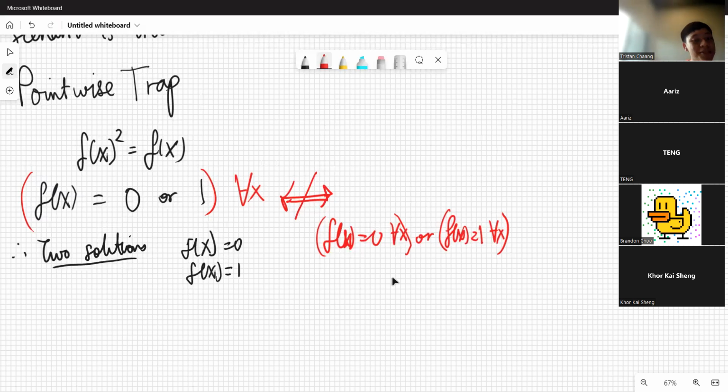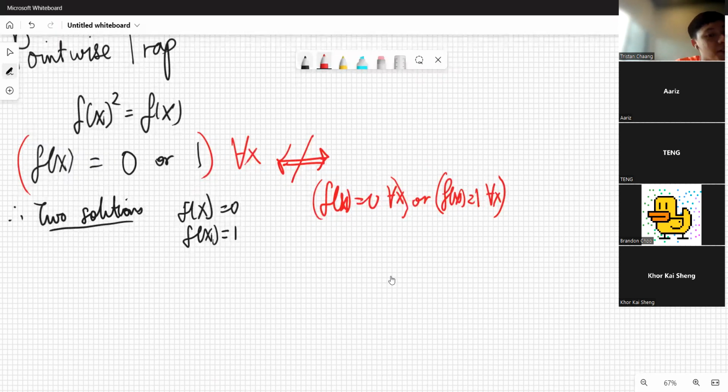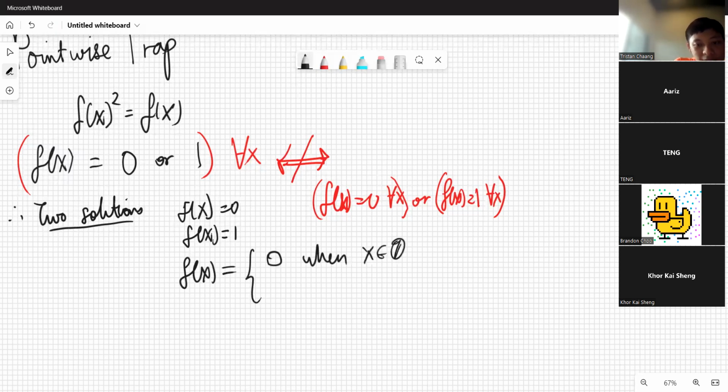So you can have other solutions. There's not just two solutions. In fact, there are infinitely many solutions. Let's say f(x) equals 0 when x is rational. Again, a very chaotic function. 1 when x is irrational. Well, this function also works, and many others will work.